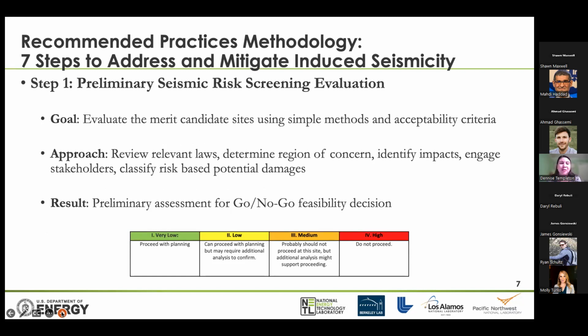So this is where you have a couple of or several merit candidate sites, and you want to use just some simple methods and acceptability criteria to see if there's any doozies that might come up that might stop the operation. And these can be a variety of things, and we'll discuss them. So that includes like laws, items in your region of concern, stakeholder concerns, things along that nature. The result of this step will be a preliminary assessment for either go, no go for a particular site.